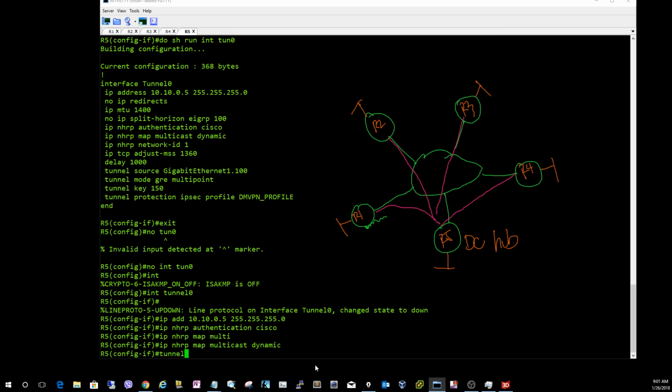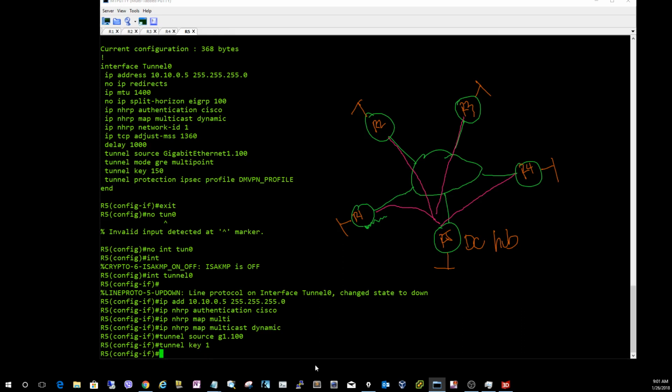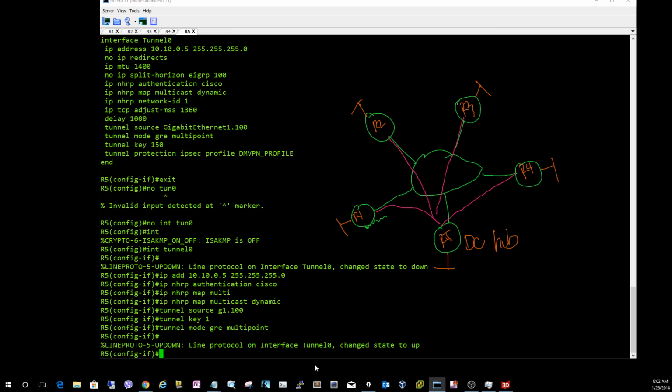Then you need to go to your tunnel. Then you're gonna have the same tunnel source, which would be your WAN interface. Then tunnel key 1. And also tunnel mode multicast, GRE multipoint. And I think that's it.